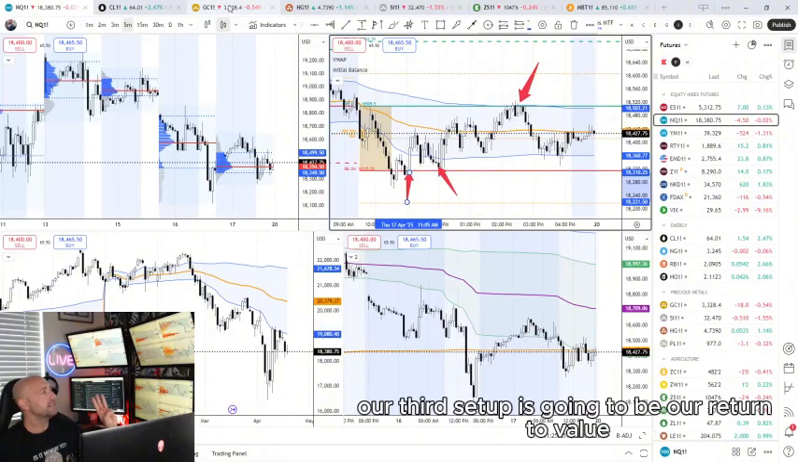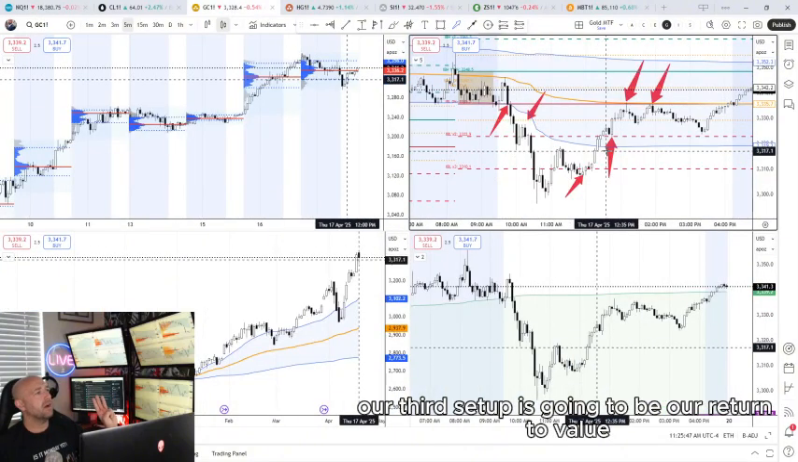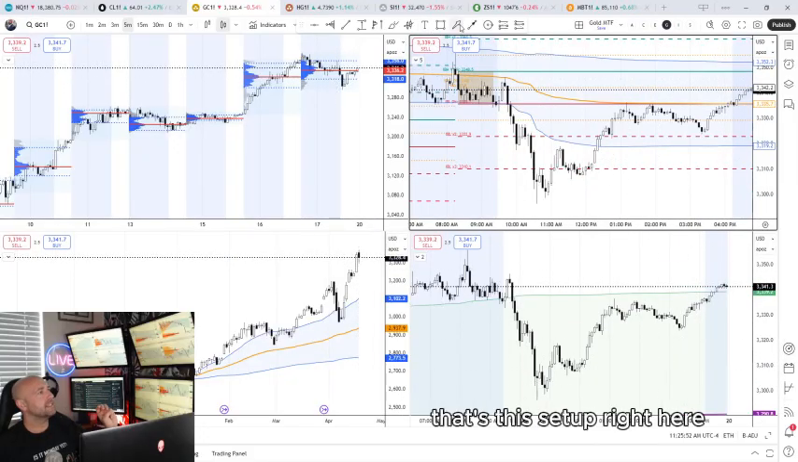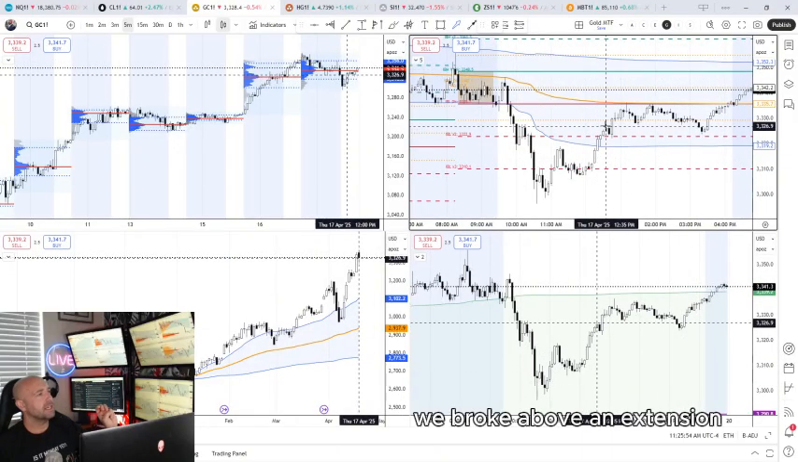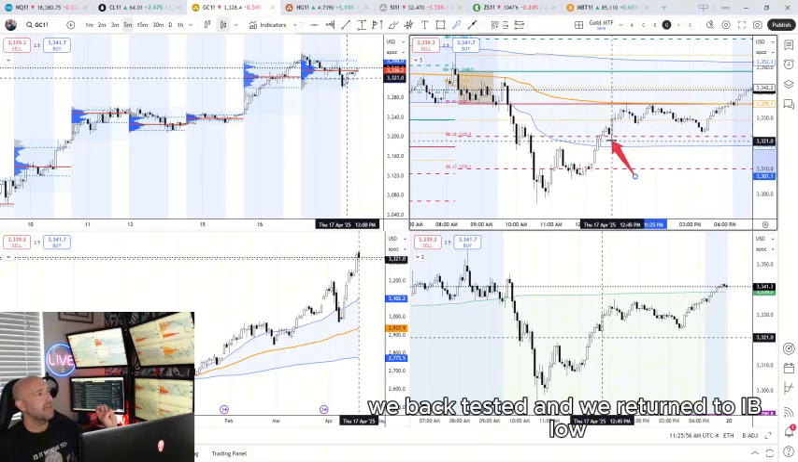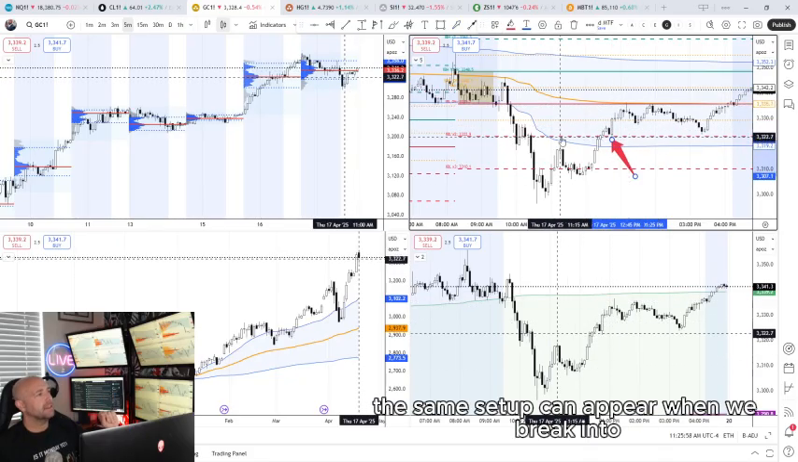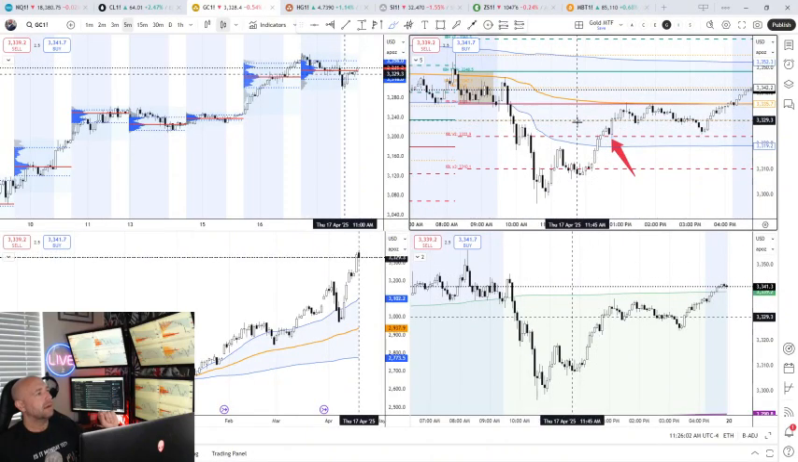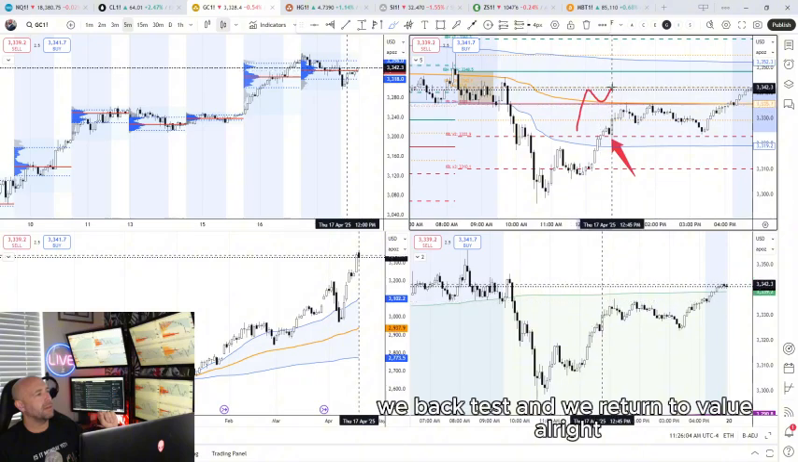Our third setup is going to be our return to value. Let's remove these drawings. That's this setup right here. We broke above an extension, we back tested, and we returned to IB low. The same setup can appear when we break into initial balance low, we back test, and we return to value.